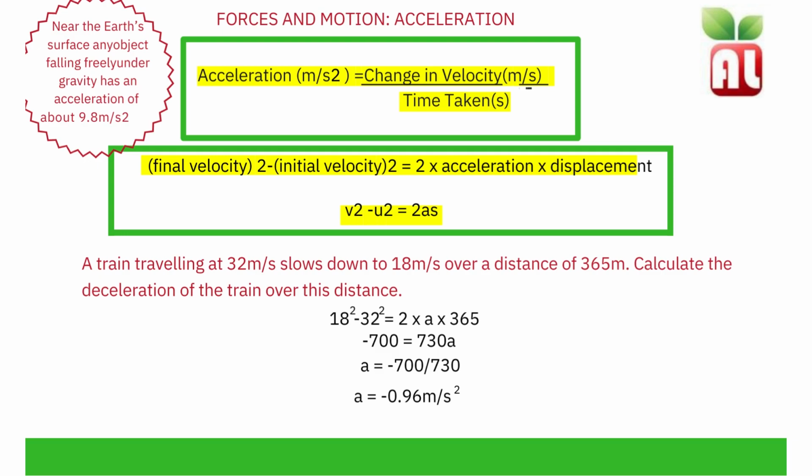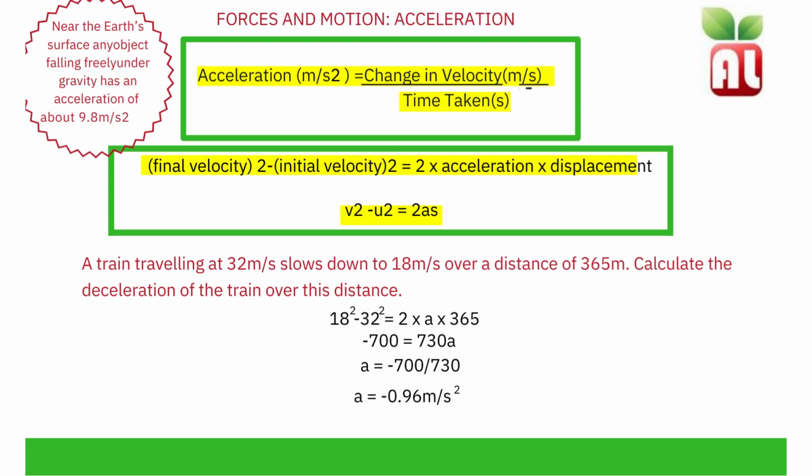Here, we do not know the time taken, so we cannot use the first equation. We use the Suvat equation. The final velocity is 18 metres per second. So we do 18 squared minus 32 squared equals 2 times the acceleration times 365, giving us minus 700 equals 730 multiplied by the acceleration.